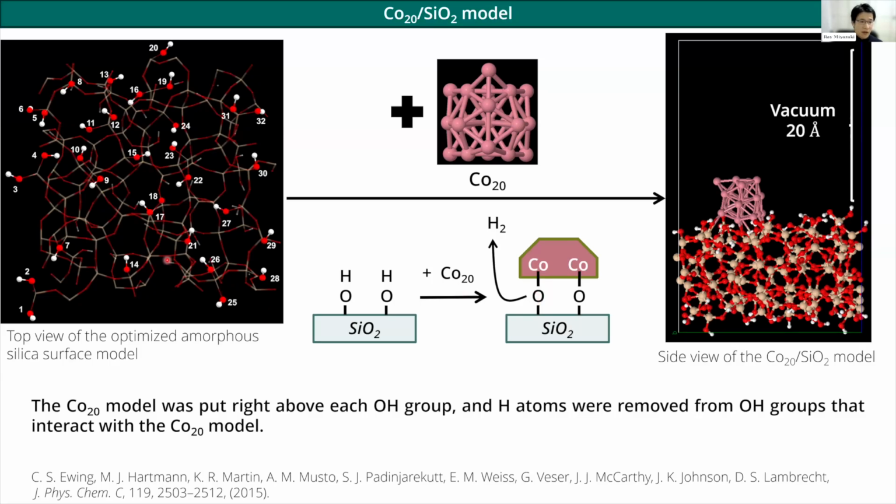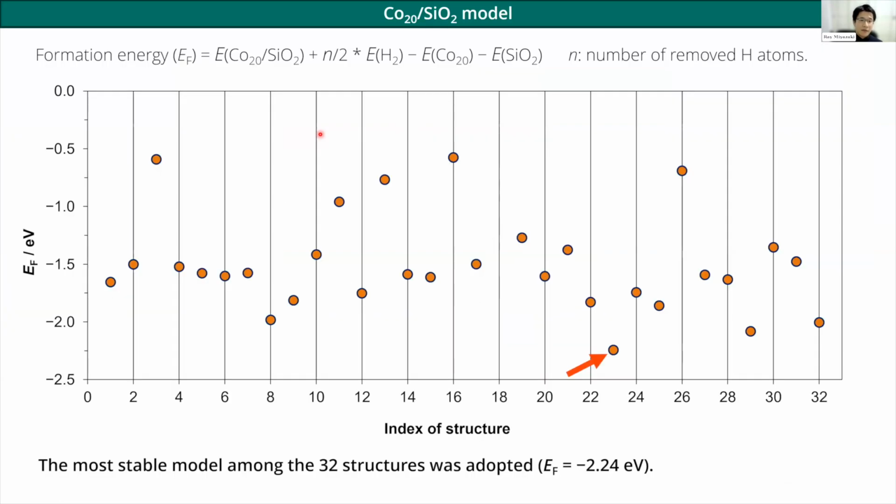Then, as you can see here, I counted the OH groups on the surface of this model, and there are 32 OH groups. I put the cobalt 20 cluster model right above each OH group, and removed the hydrogen atom that directly contacts the cobalt nanoparticle. Then I performed the geometry optimization on each point and compared their relative stability. And this is the result.